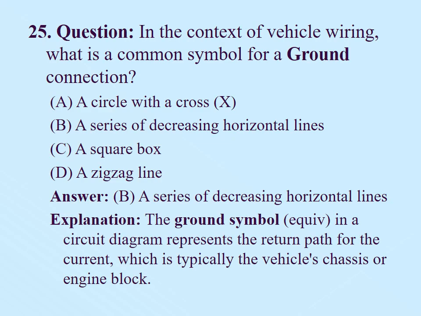The ground symbol in a circuit diagram represents the return path for the current, which is typically the vehicle's chassis or engine block. Question number 26.